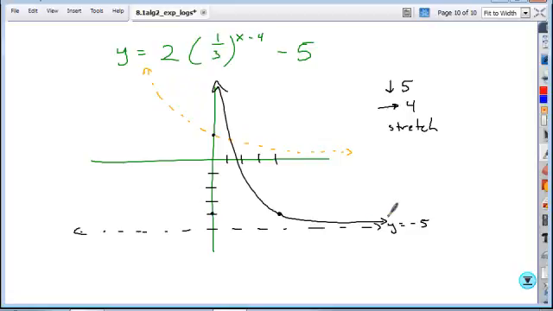It's very similar to what we did in the last section. The last thing to talk about here is the modeling, which, just like with exponential growth, you need to be able to identify.